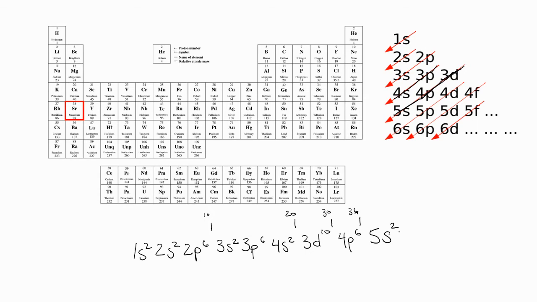If you feel comfortable with both methods, it's nice to double check yourself. We ended with 5s2, and you can see based on the position of strontium in the periodic table, we're on the 1, 2, 3, 4, 5th period, and we're in that s2 position in the s block, because this is the s1 position and this is the s2 position. So everything checks out, and you can mentally double check your work that way.